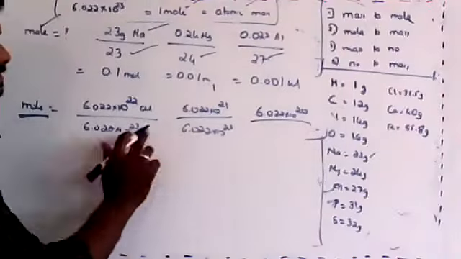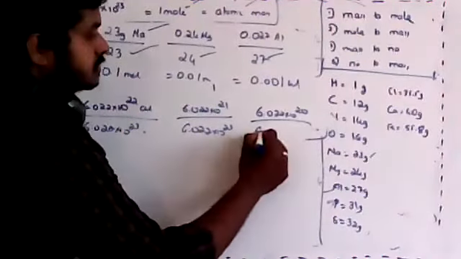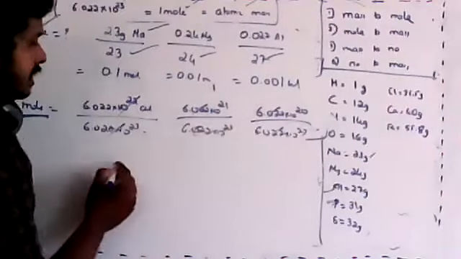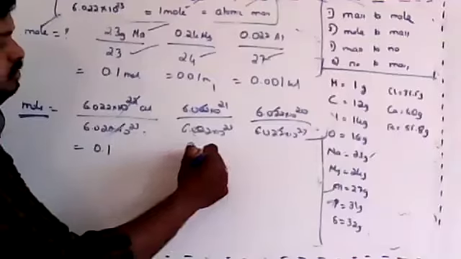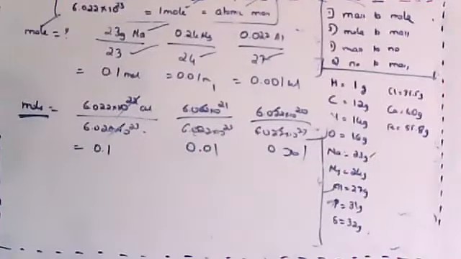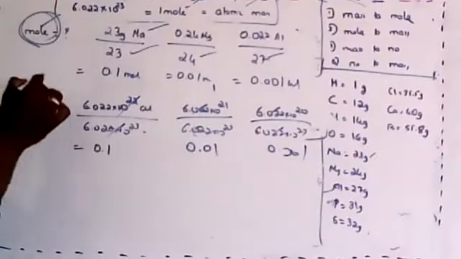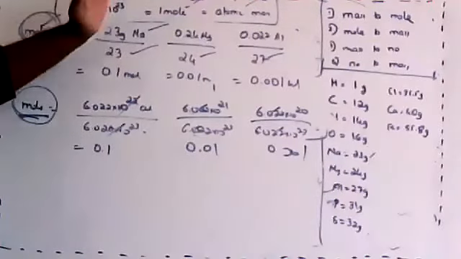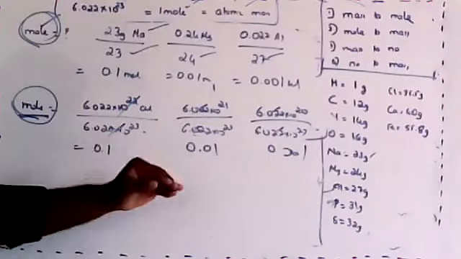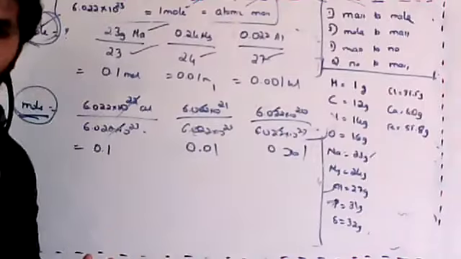Now you may ask, why the same number? Because for 1 mole, this number is always constant. So 6.022 into 10 to the power 23 cancels. What am I going to get? 0.1, 0.01, 0.001. Is that clear, my dear students? Whenever a mole is asked, if a mass is given, divide by atomic mass. If a number is given, divide by that constant number. Similarly, if volume is given, then divide by the constant volume. I'll tell you what that volume is.